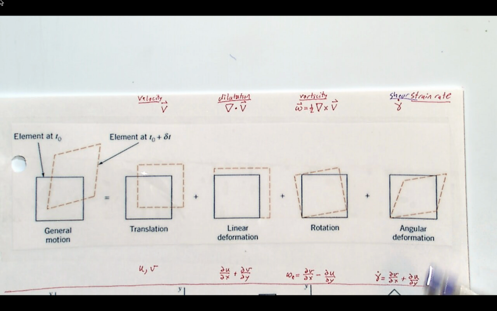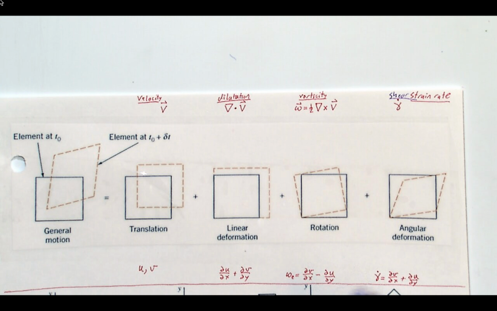In 2D, this is just now dv/dx plus du/dy, where the vorticity was dv/dx minus du/dy. So you get your cross derivatives here for this bit, and then the linear deformation is the sum of all of the derivatives of velocity in that same component direction, which gives you your divergence.